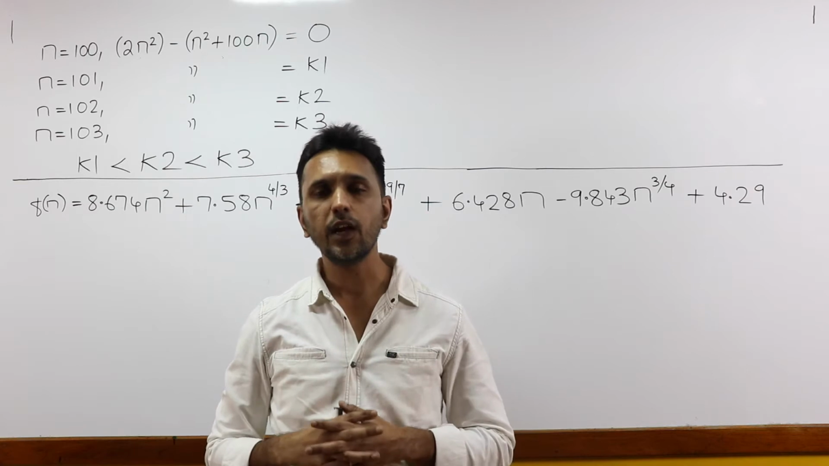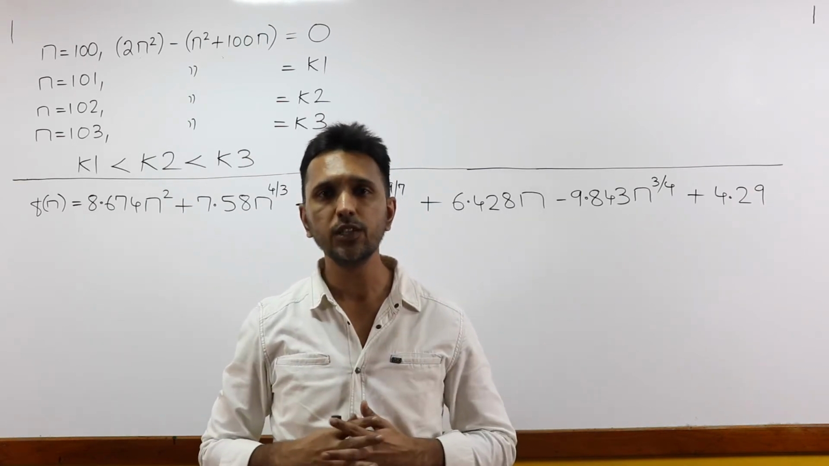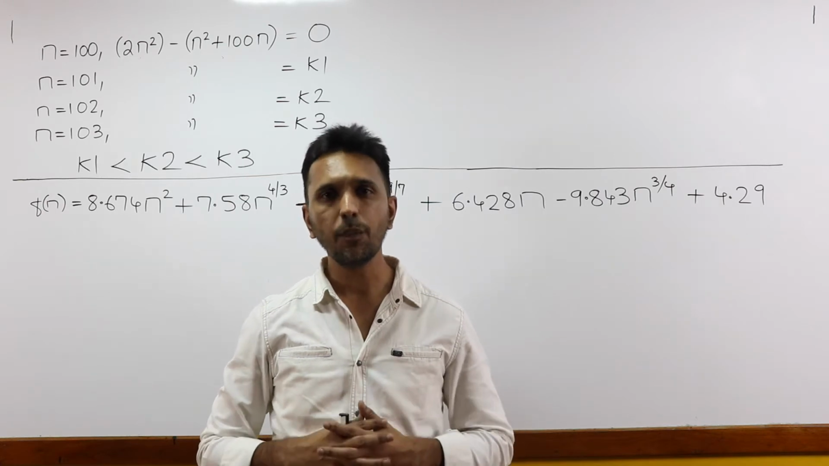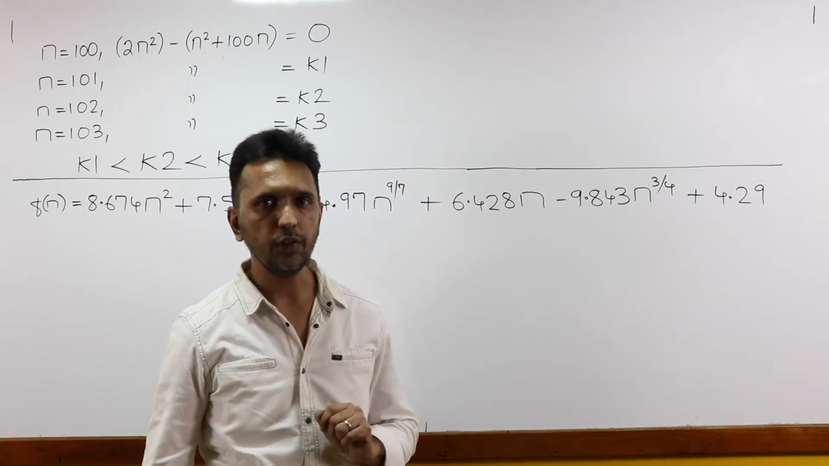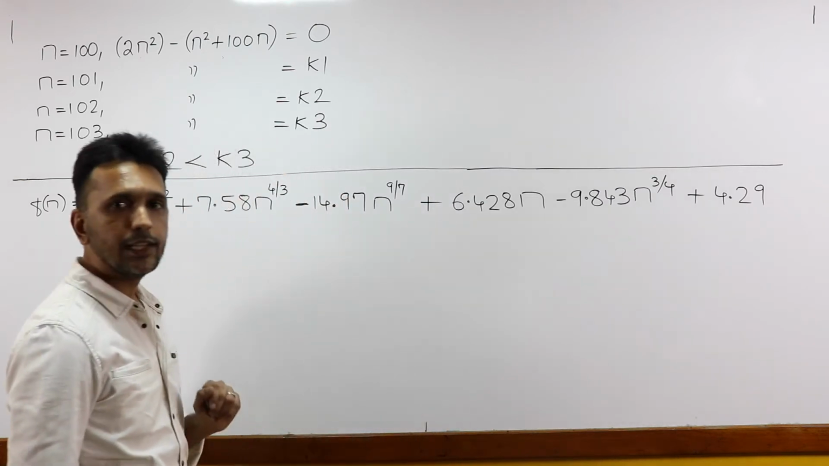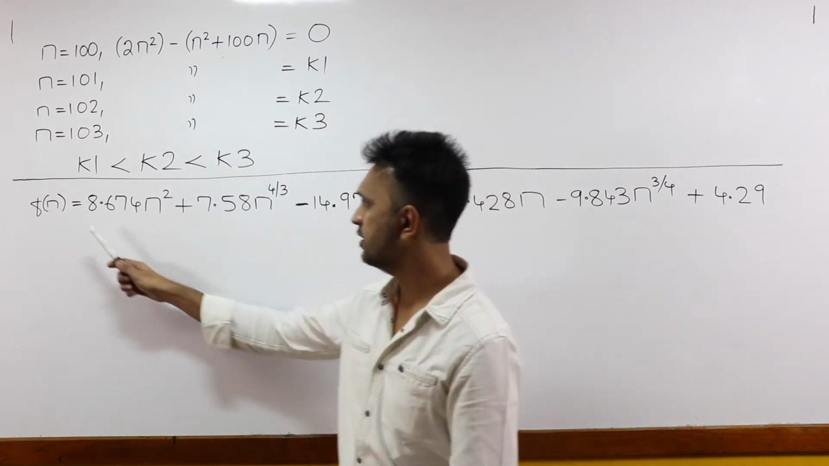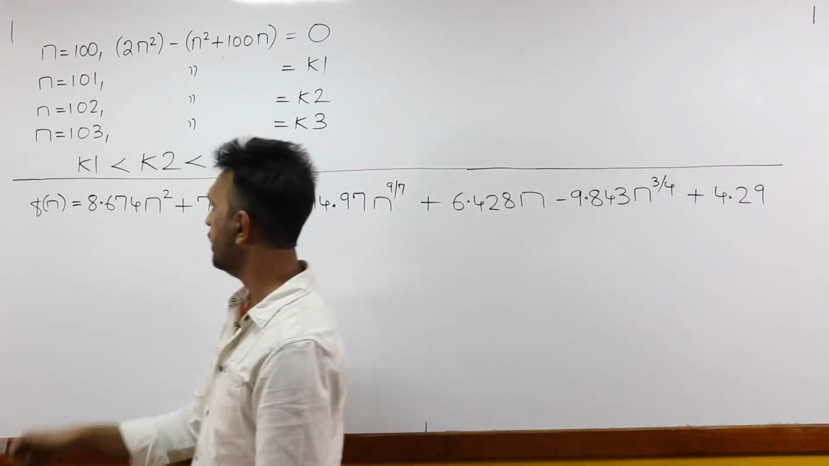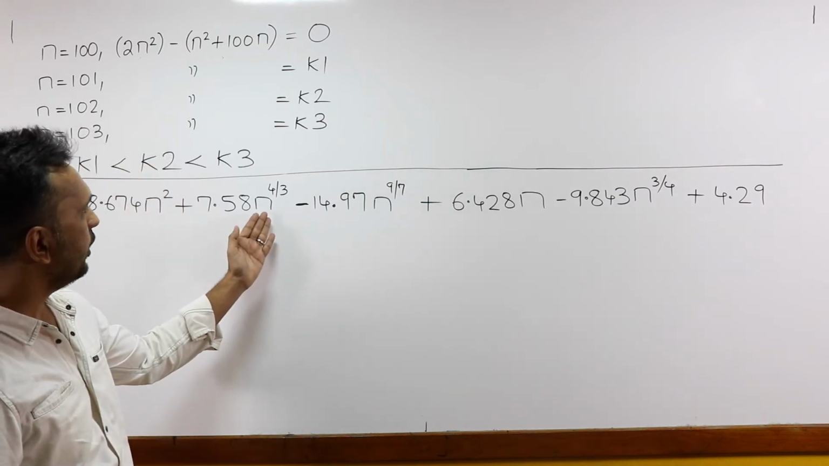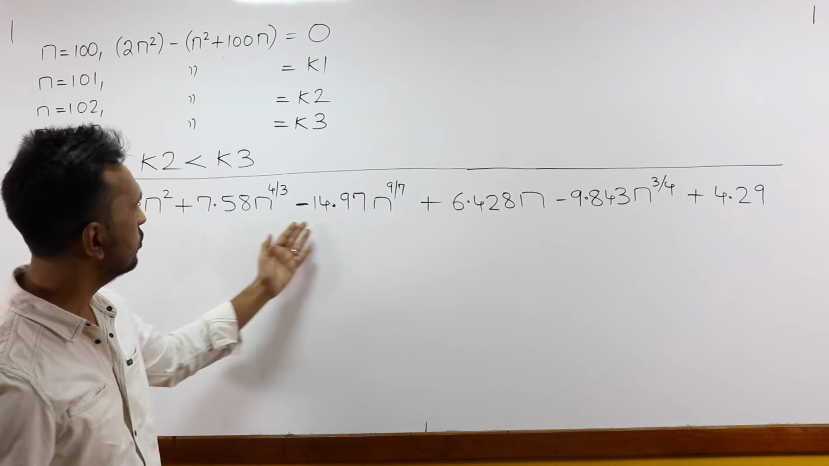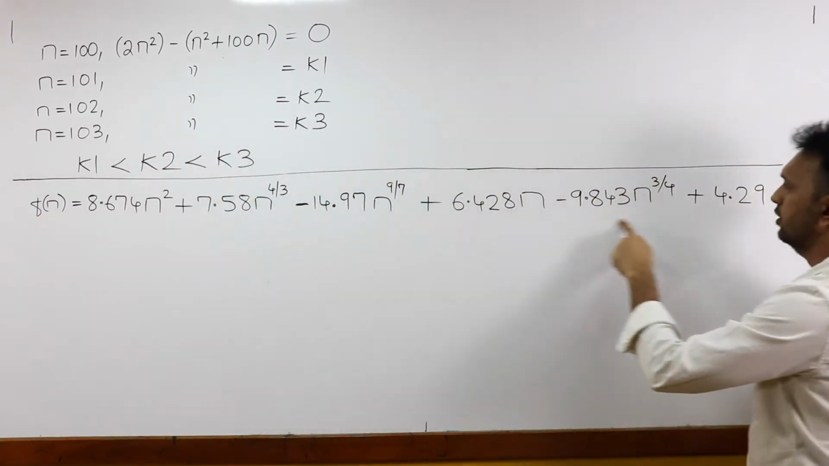Now once you understand what the big O notation is, let's try to understand the advantages of the big O notation. So big O notation has two advantages. Let's talk about the first one. Let's say there is an algorithm whose f of n is this. F of n is equal to 8.674 n square plus 7.58 n raised to 4 by 3 and so on. It starts from here and it comes till here.